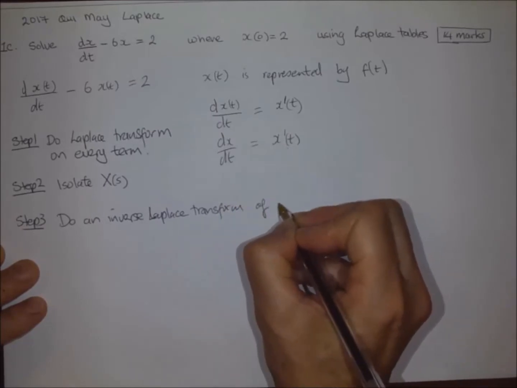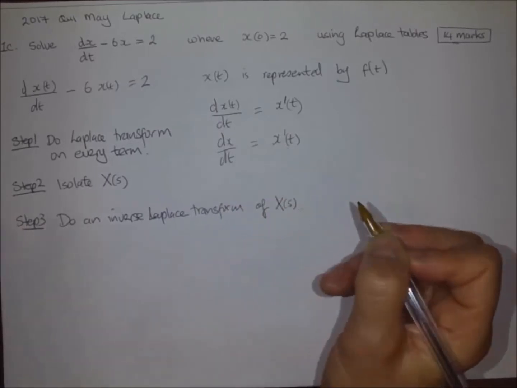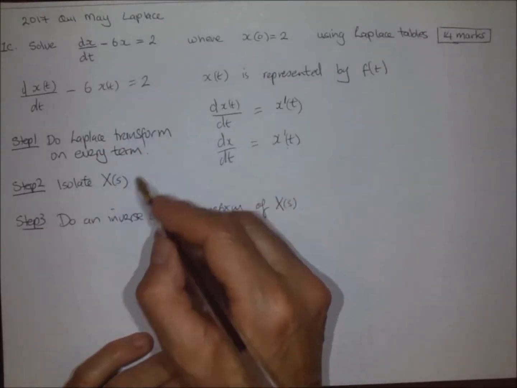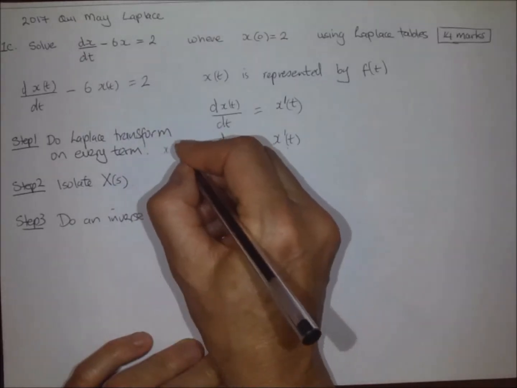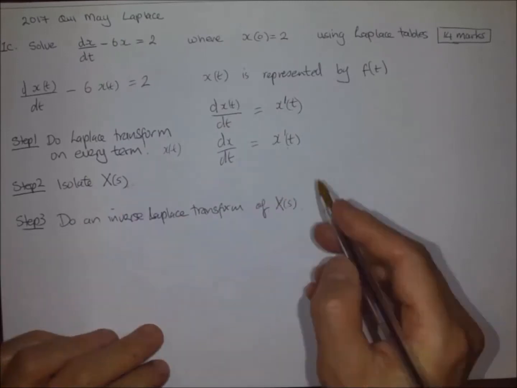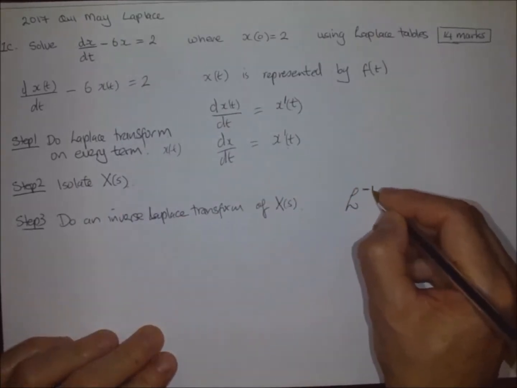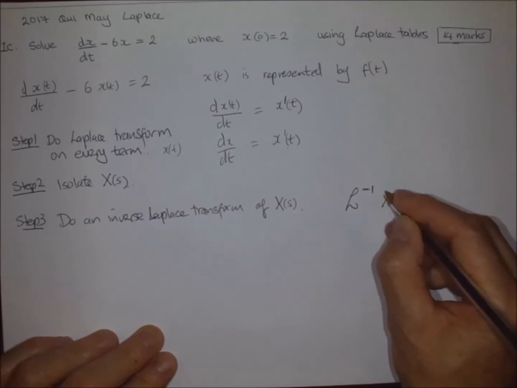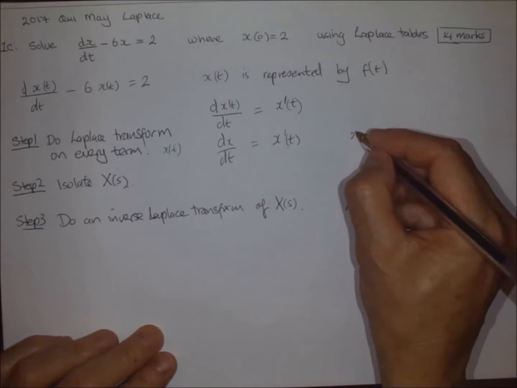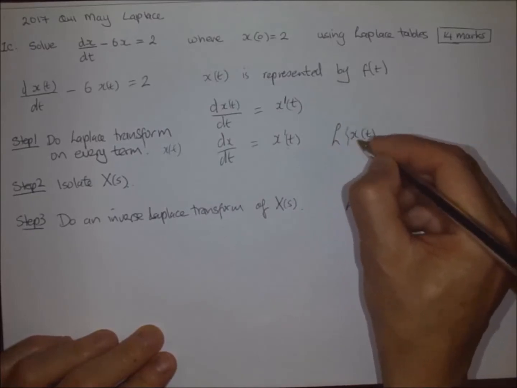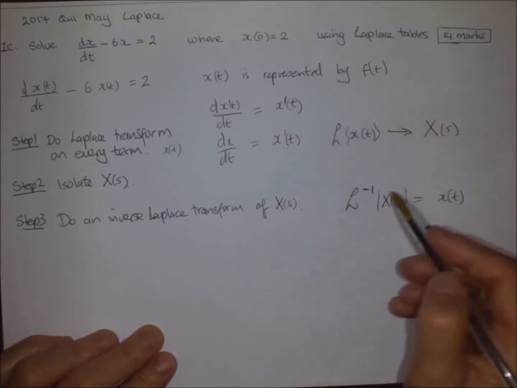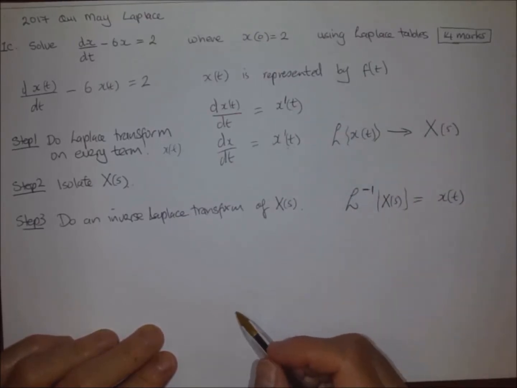On x of s. So basically what we do is, when we do the Laplace transform, somewhere in the equation we will have little x's of t's, and they will become capital X of s whenever we transform them. But if you do an inverse Laplace transform on x of s, you will get little x of t. Basically because if you do a Laplace transform on x of t, you will get capital X of s, and if you do it the other way around, you will get little x of t.